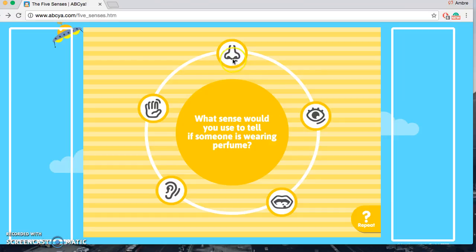It is a sense of smell. Awesome! What sense would you use to check if the pizza is salty or sweet? Would you be using the sense of smell, the sense of sight, the sense of taste, the sense of hearing, or the sense of touch? Now remember, focus on the images. Which parts of your body would you be using to check if the pizza is salty or sweet?